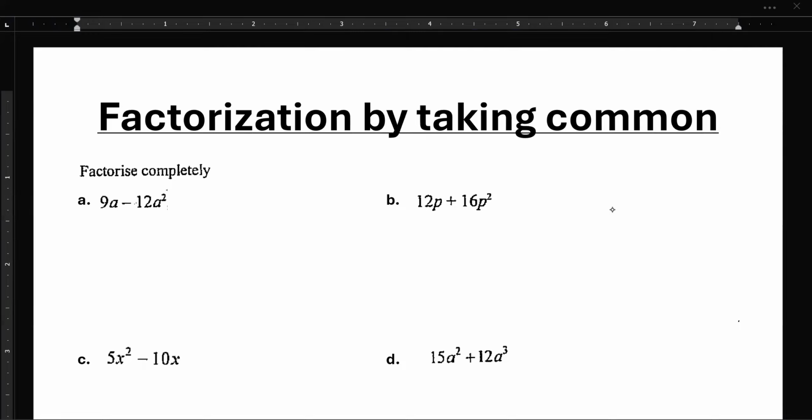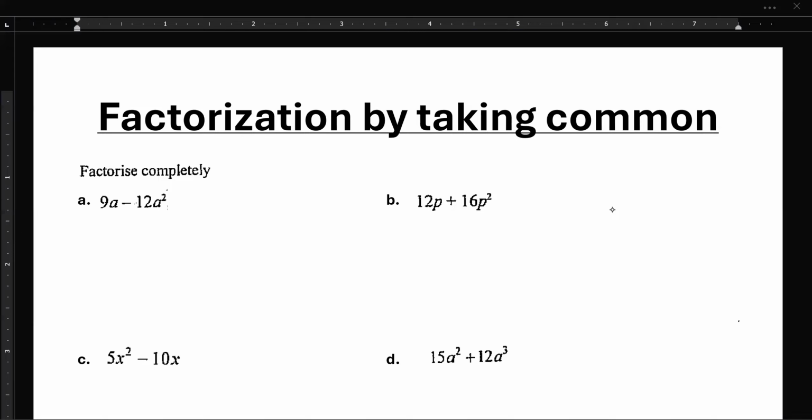Look at this first question. It's 9a minus 12a squared. What you observe here is that we have a in both terms. And if you look at the 9 and 12, both are multiples of 3, or both are divisible by 3. That's why we take 3 as common. Secondly, when we have variables, the variable should be the same. Secondly, you always take the smallest power as common. That's the most important thing.